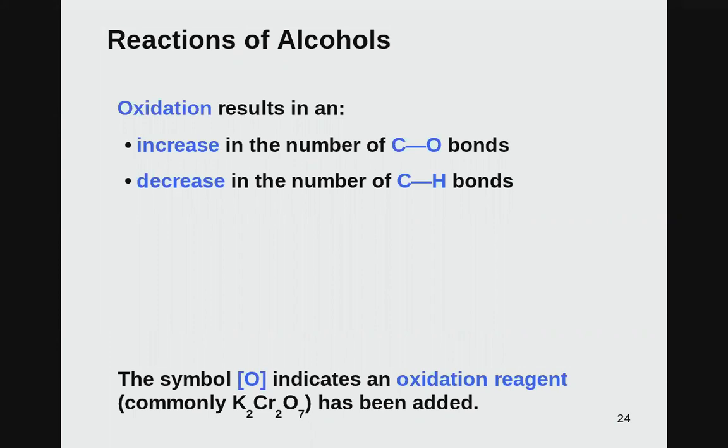Now, the symbol we typically see is O. It's typically an oxidation reagent. In this class, we're very, very commonly going to see potassium dichromate, K2Cr2O7. That's the most common oxidant we're going to see. And in fact, we're actually going to use this in lab at some point during the semester. So this is what we're typically seeing. If you see this, it means an oxidation reaction is going to happen.